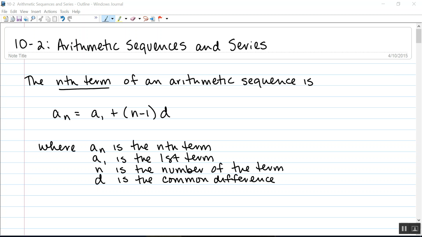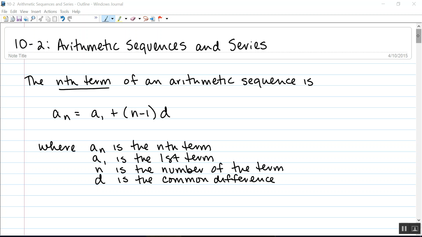Section 10.2 is on arithmetic sequences and series. The nth term of an arithmetic sequence is a sub n equals a sub 1 plus n minus 1 times d, where a sub n, and I'm saying sub for subscript, so a with a subscript of n, is the nth term, a sub 1 is the first term, n is the number of the term that we're given, and d is the common difference.